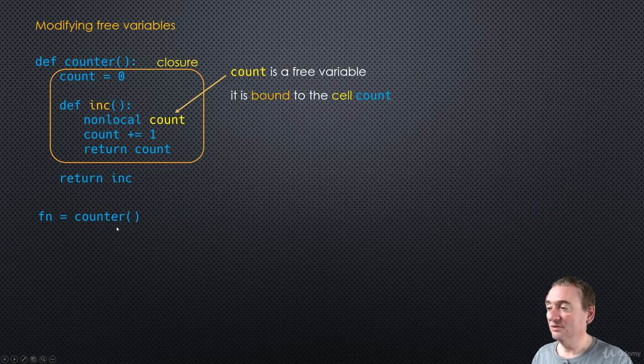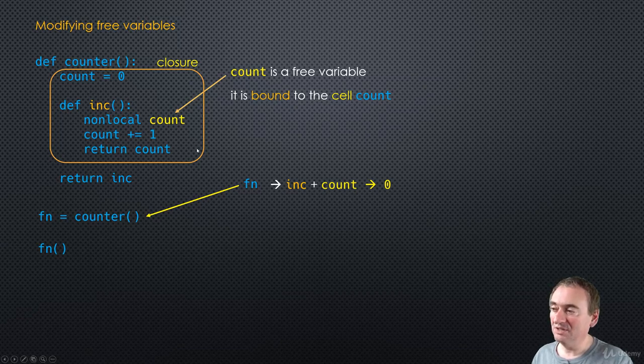So when we call counter, we get the closure back, right? We get inc and count. So fn is the closure, inc and count, which is currently 0. So when we call fn, what do we get back? Well, initially count is 0, right? So when we call inc, what happens? It says count is equal to count plus 1.